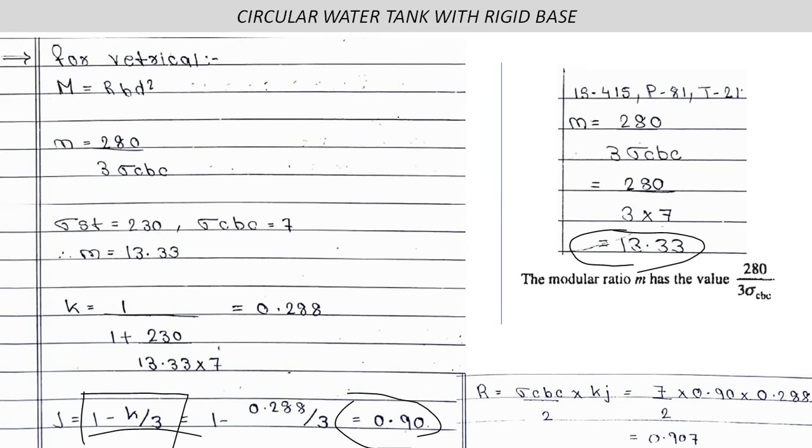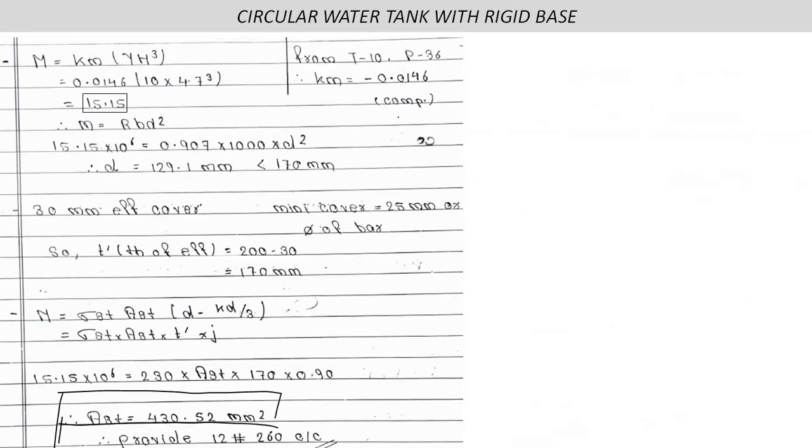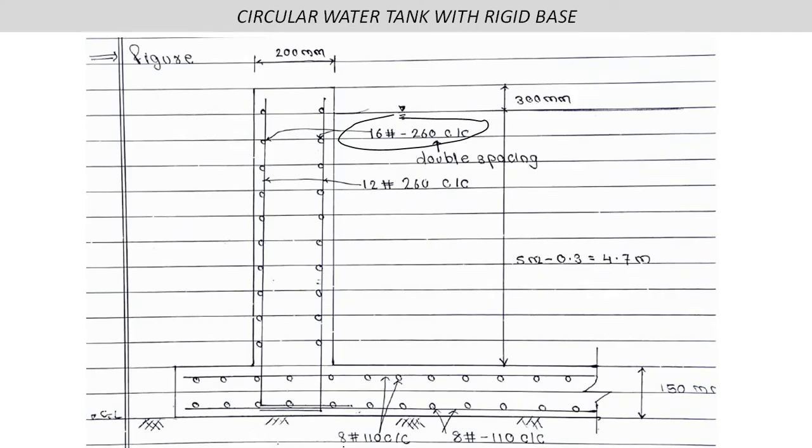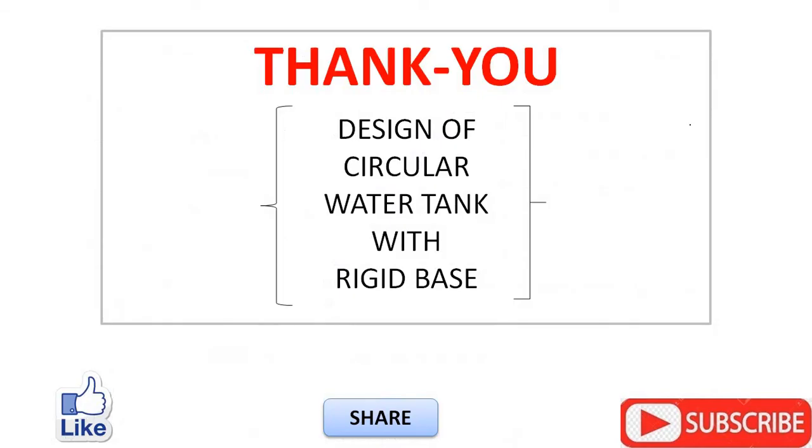Next we will move on to the supportive reinforcement. For supportive reinforcement we have provided 12 dia 260 center to center in the vertical. And we have to write all these things: the freeboard, height of freeboard, overall height of the tank, and so on. So here we complete the design of the circular water tank with the rigid base.